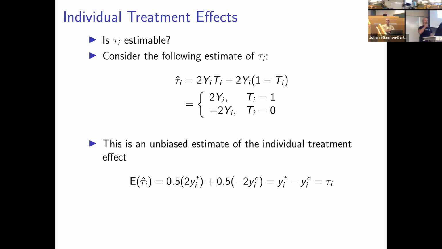So this actually is an unbiased estimate of the individual treatment effect. If you think about the expected value of this tau I hat, there's a 50% chance that you end up in treatment, in which case you take 2 times Y_i, and a 50% chance you end up in control, times what you do then, and you actually end up with an unbiased estimate of the individual treatment effect.